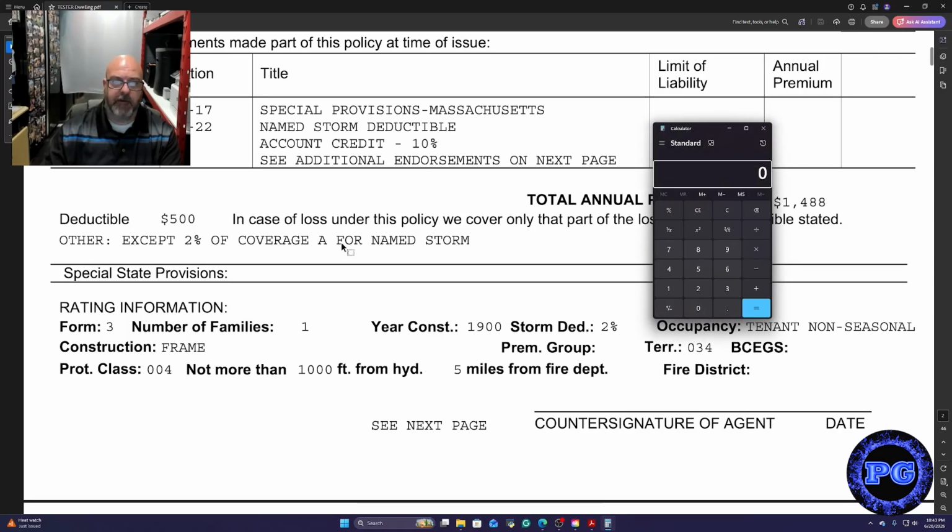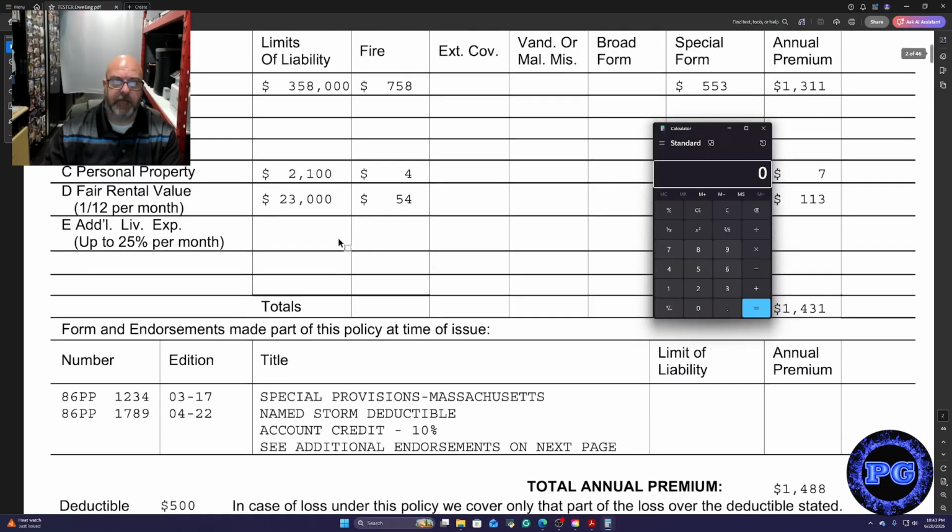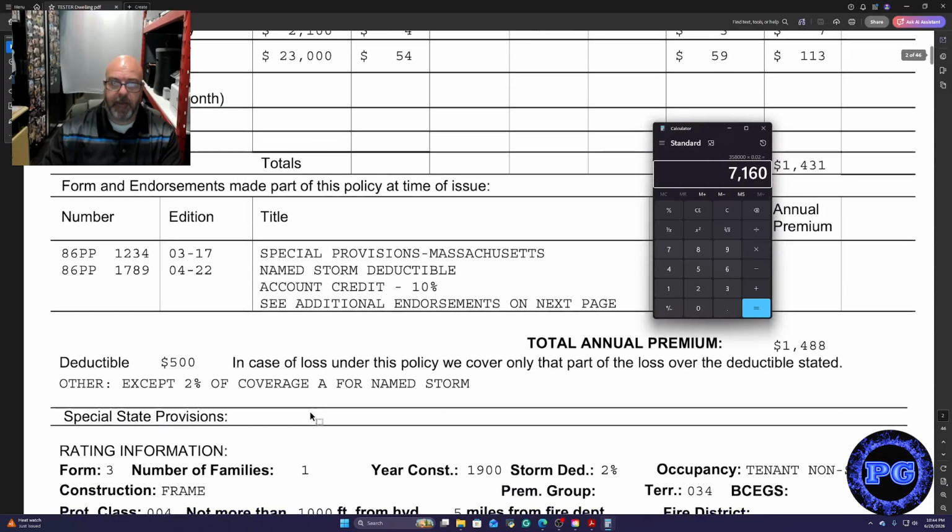So it's 2% of coverage A. So what's coverage A? Coverage A is $358,000 times 0.02. Boom. So your deductible, when there is a named storm, is not $500. It's $7,000, right here, $7,160. So when there's a named storm, that's what the deductible is going to be, right?